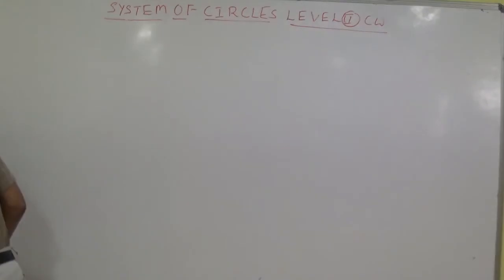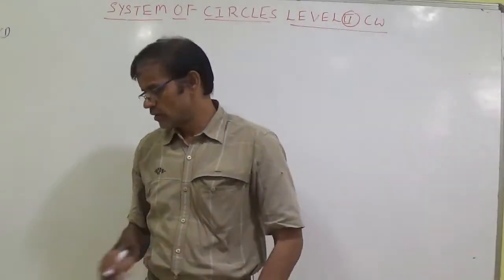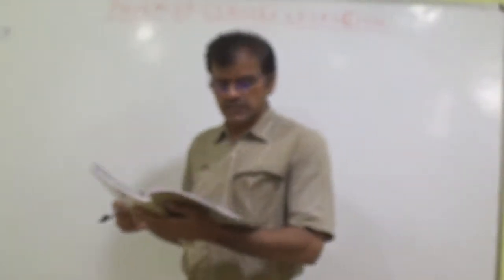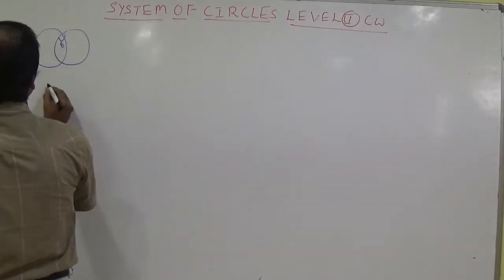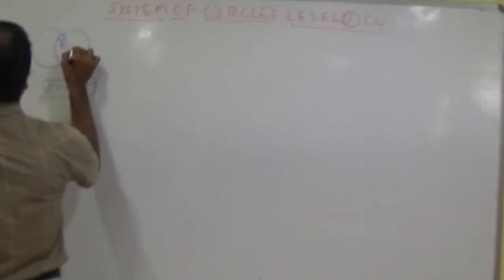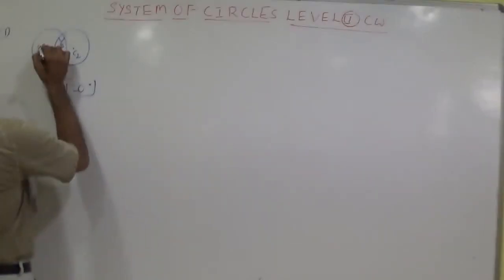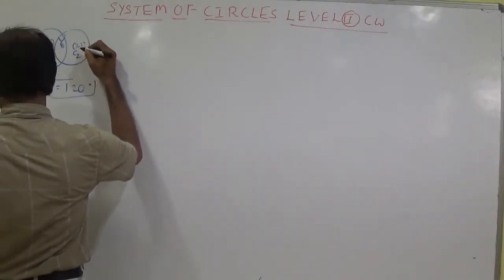Level 2 classwork, the first question. Before answering the question, read the question carefully: whatever data is given, what we should calculate. If the angle between the two equal circles with centers minus 2, 0 and 2, 3 is 120, then the angle theta is equal to 120, he has given. Let C1 be the center of the first circle and C2 the center of the second circle. C1 is given as minus 2, 0 and C2 is given as 2, 3.